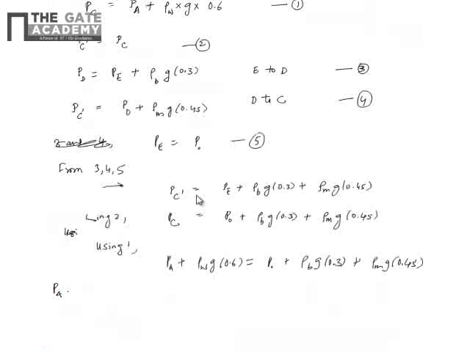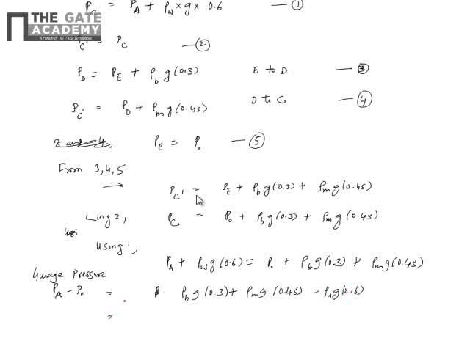Okay, so I need the excess gauge pressure, which is PA minus P naught, atmospheric pressure. This is the gauge pressure which I need. So PA minus P naught will be rho B G 0.3 plus rho M G 0.45 minus this value, rho W G 0.6. Now the specific gravity of benzene is given. We know that specific gravity is density of the liquid by density of water.